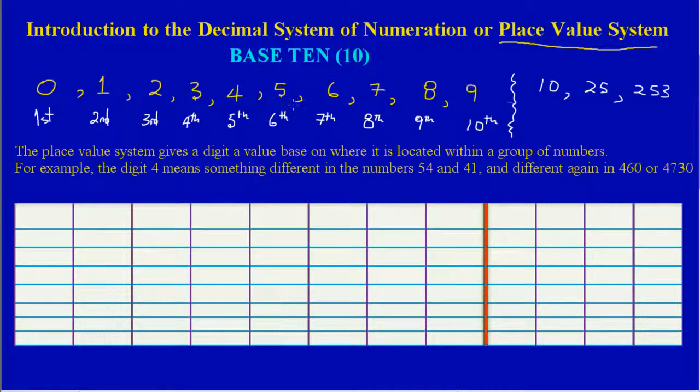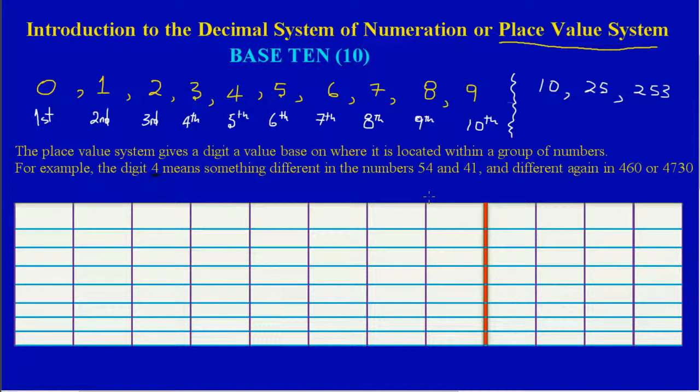In this video, we're going to be looking at the usefulness of the place value system. The place value system gives a digit a value based on where it is located within a group of numbers. For example, the digit 4 means something different in the numbers 54, 41, 460, or 4730. Later on we're going to be looking at how 4 will take a different value based on the column that it falls in the place value system.